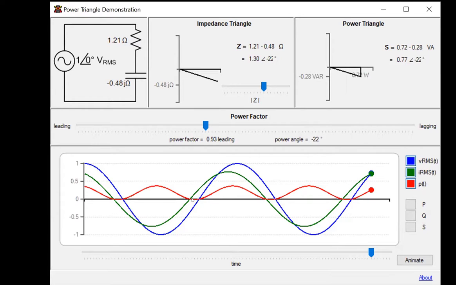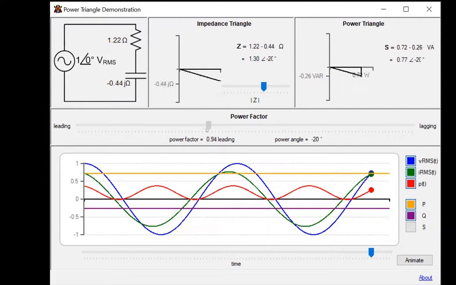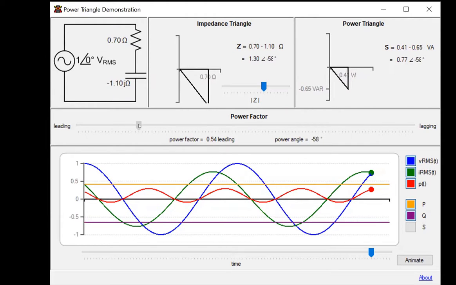Our power, once again, will slightly dip negative. If we were to make this more and more capacitive, our instantaneous power would dip negative more and more as the capacitor is delivering power back into our power lines. Our real power is positive. We have a reactive power because it's capacitive, it's negative, and as we make it more and more capacitive, it's going to get more and more negative.